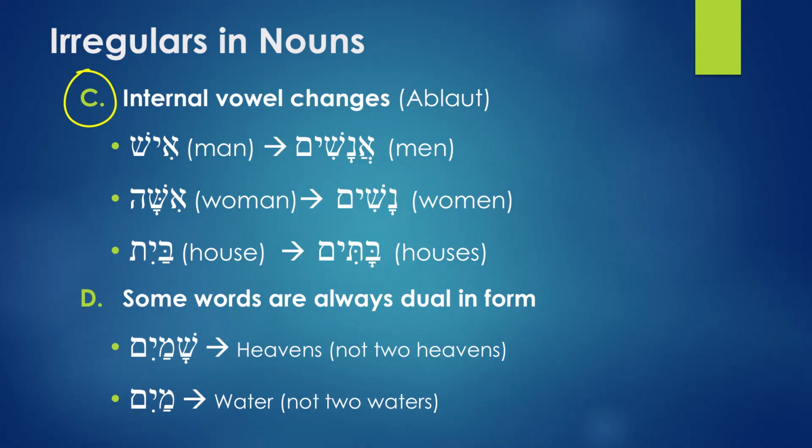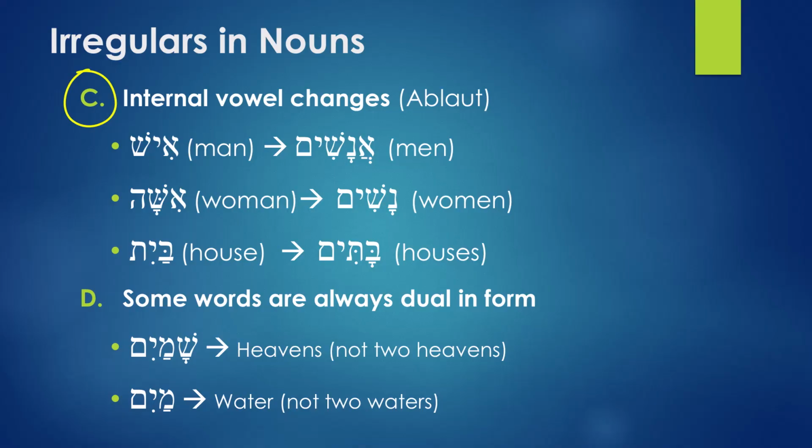Let me give you some examples. For example, the word ish. Ish means man. In the plural, it's going to be anashim. Yes, it's going to be anashim, and you're shocked. It's more like the word man becoming men, instead of mans. And since we're used to English, we are not even surprised by this. But when you're learning a new language, you're shocked. But the more you practice, the more you know these changes.